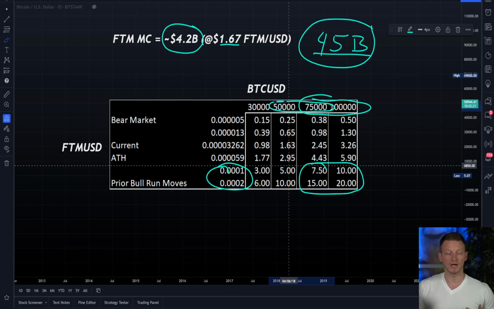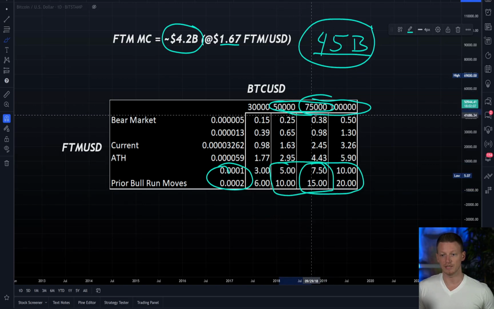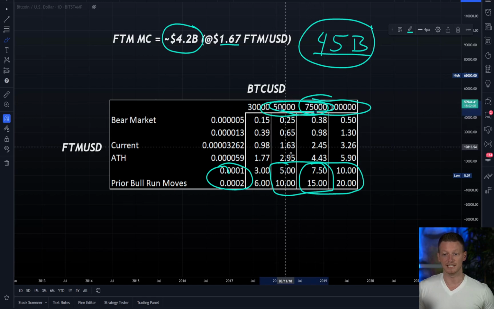And if you've watched my channel before, I tend to be very conservative. I don't go for the lofty, pie in the sky type valuations. So what I'm saying here is I tend to think that even if we only get back to these numbers in this market cycle, the $5 to $15 Fantom FTM is completely within the realm of possibility.